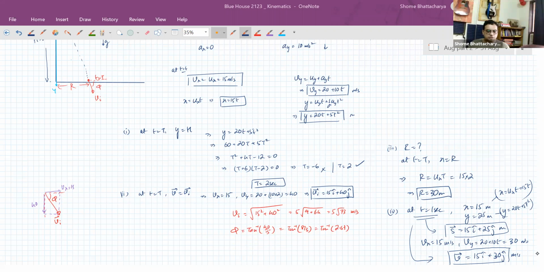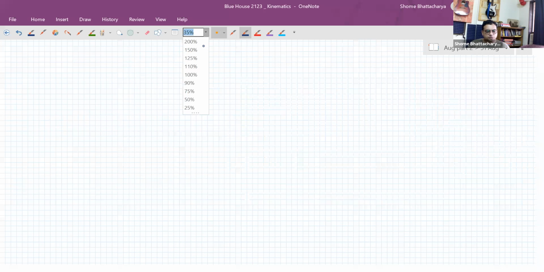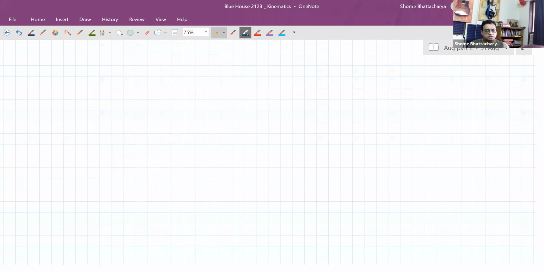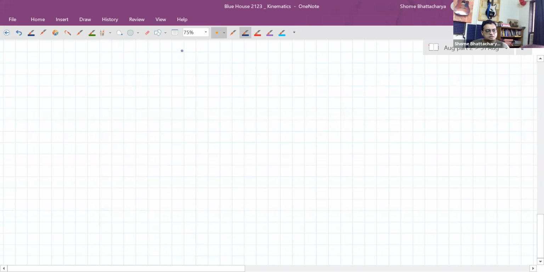Okay, people, so hope all the parts of this question are clear. We'll do one more example of this type of question of projection from an elevated point. And then we will move on from there to the next part, which will be projection from an inclined plane, or projectile motion on an inclined plane. Okay, so before we do that, another example.